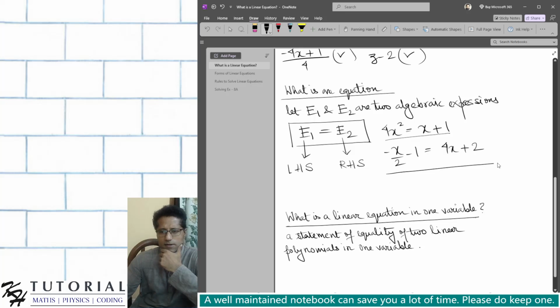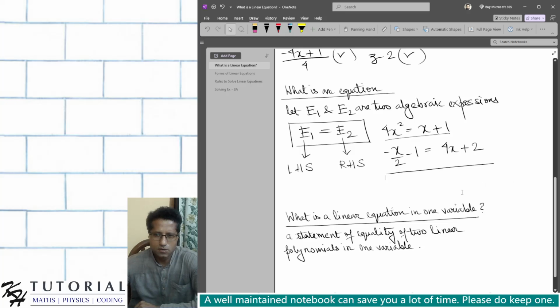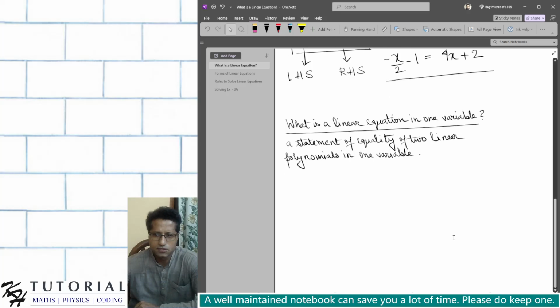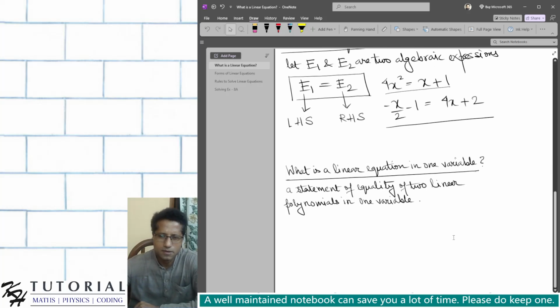So this is an equation, where we have an equality sign, and on both sides of the equality sign we have some algebraic expressions. This is, in general, the definition of an equation. Now, what is a linear equation in one variable?